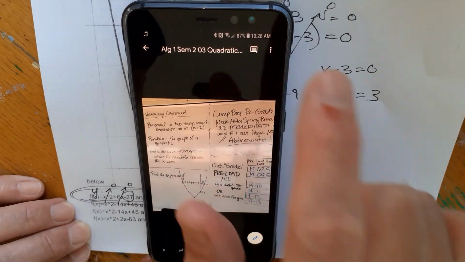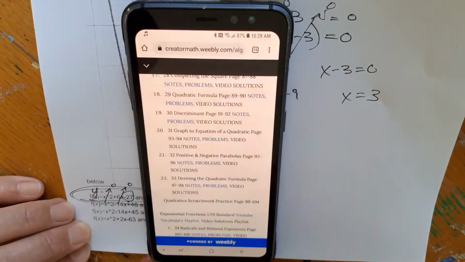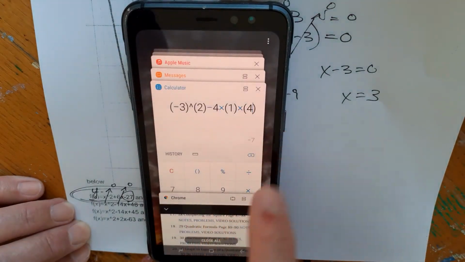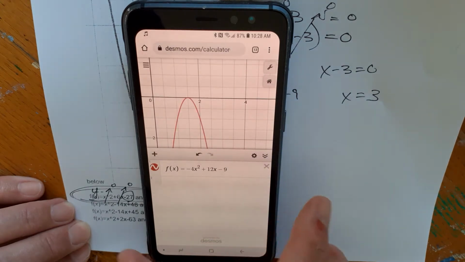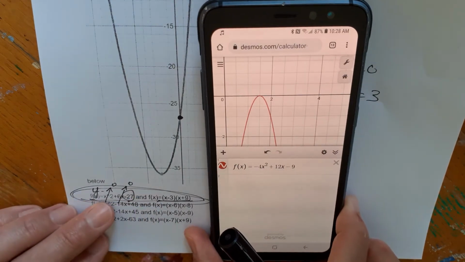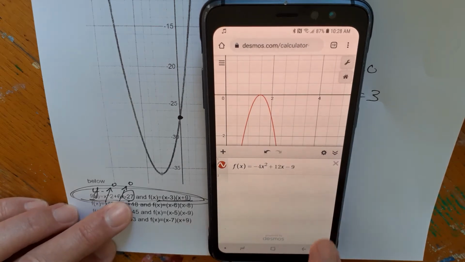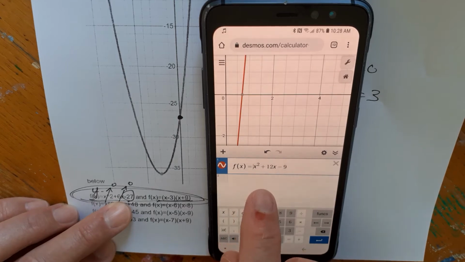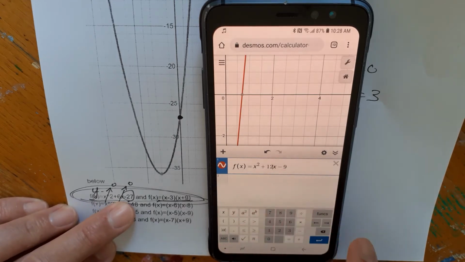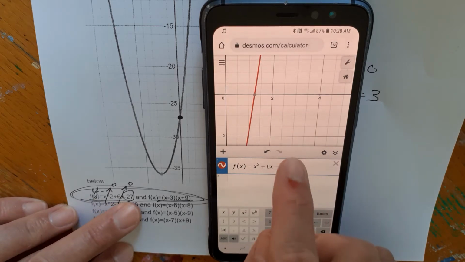If we go to, there we go, there's where I'm trying to go. And we type in either of these. Let's type in f of x equals x squared plus 6x minus 27. I'm just going to modify the one that's in there. x squared plus 6x minus 27.